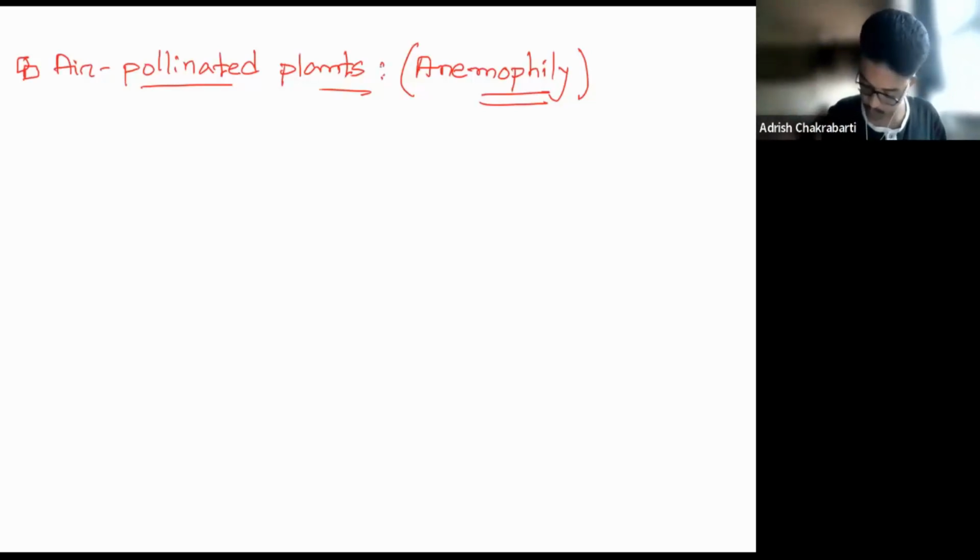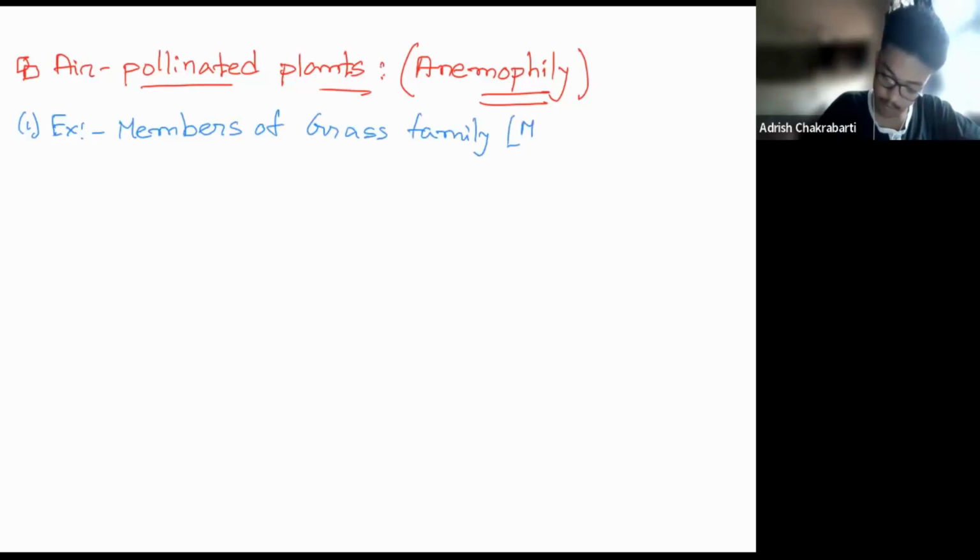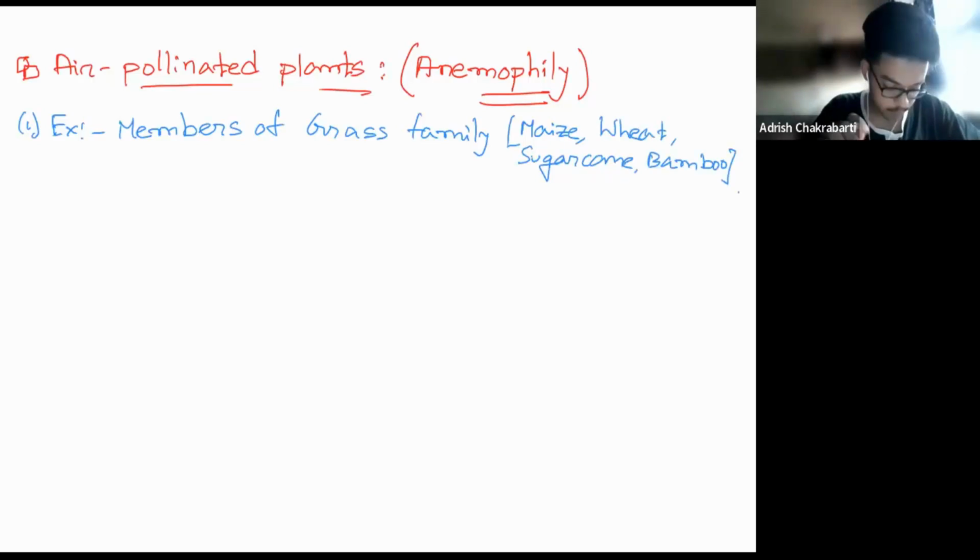So now first thing first is examples. Members of grass family, we have maize, wheat, sugarcane, bamboo. So now it's the features of air pollinated plants.